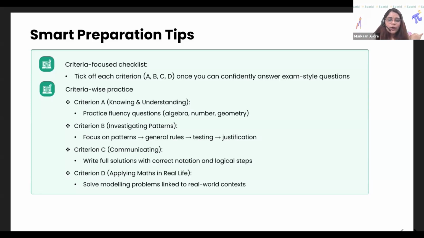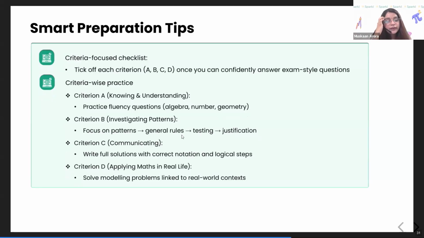So again, one tip for criteria A, and I also have some stats on criteria A that we're going to discuss later on, is that we need to work on fluency while working with criteria A questions, algebra, number, geometry, because these topics are always used in other topics. For example, if you're solving a question based on probability, your algebra, counting and calculation skills must be fast and strong. So if you are good with that, the rest of it will work out, right?